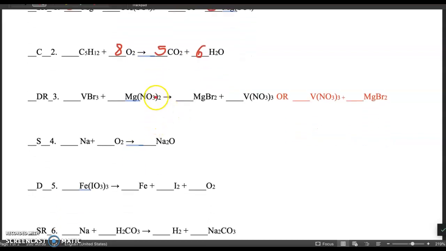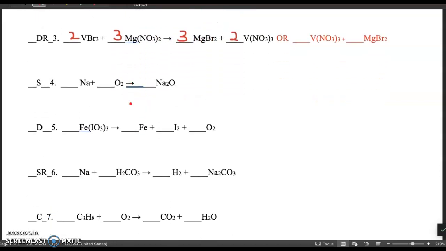Here, I can start anywhere. Notice my NO3s, I have 2 of them here, and on that side I have 3. So I know I'm going to need 6 of those. Okay, so that gives me 6 of each of those. Now I got 2 Vs, so over here I need 2 Vs. It gives me 6 BRs. Need a 3 there. It gives me 3 Mgs, 3 Mgs, and now I'm balanced.